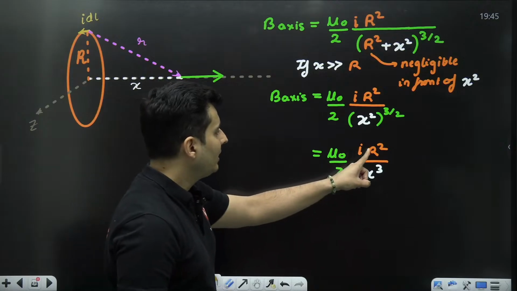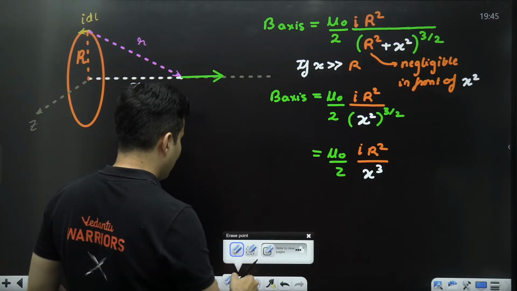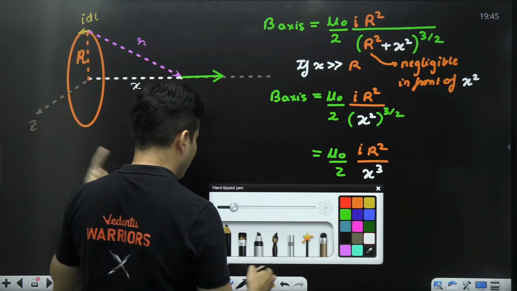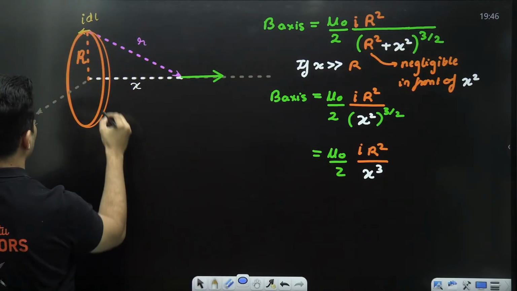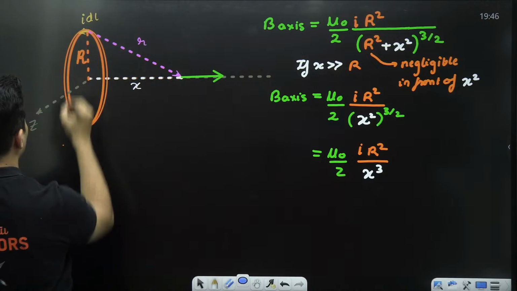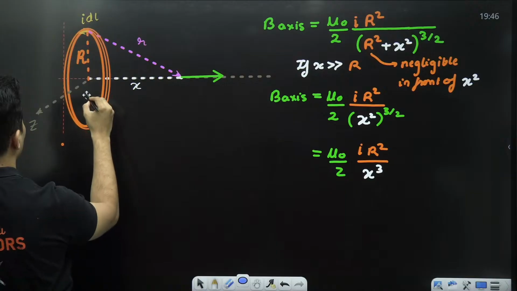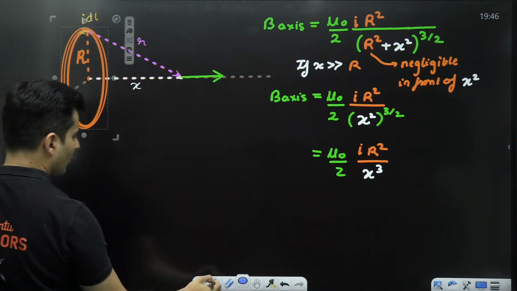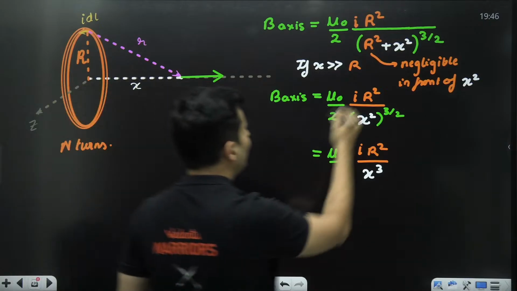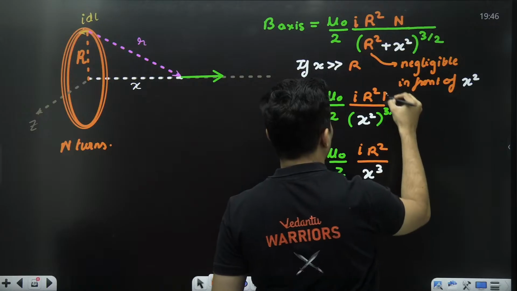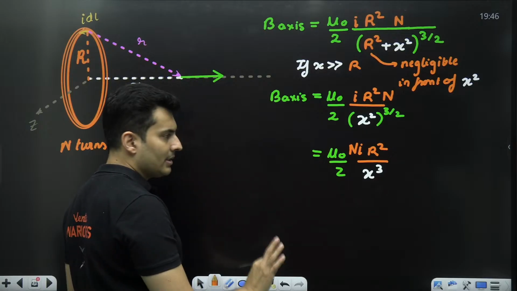Now current into r square is for a single loop. Let's say the same thing was done for multiple loops. Let's say there are n number of turns over here. So if you had n number of turns, what would have happened? I would have to multiply it with n. That is the only difference.